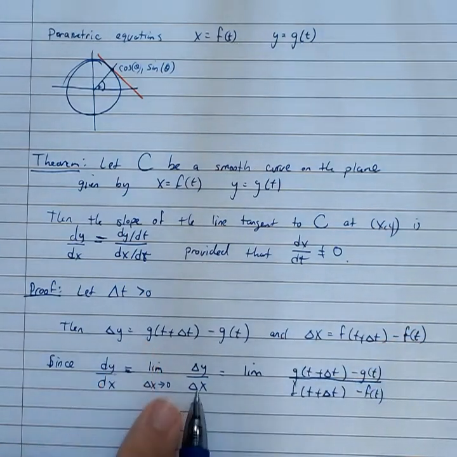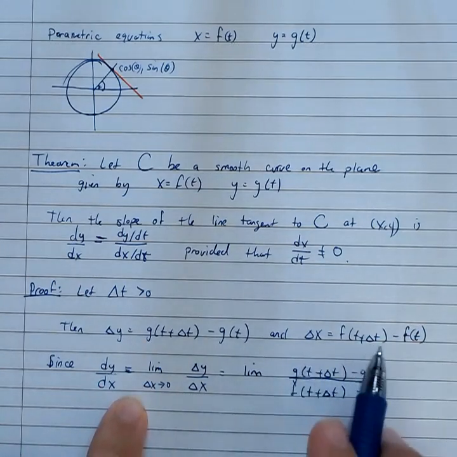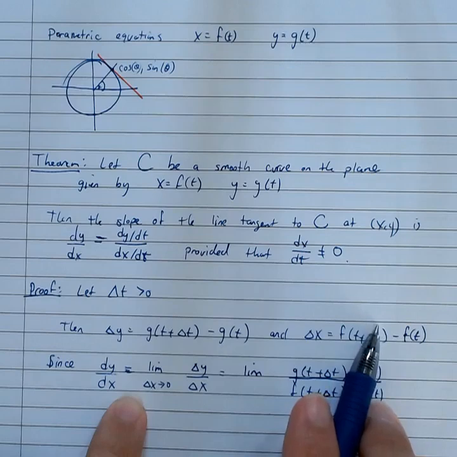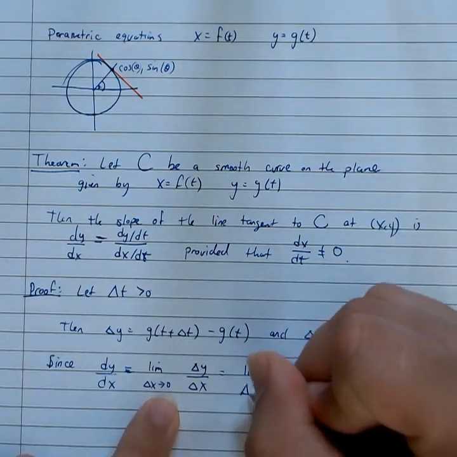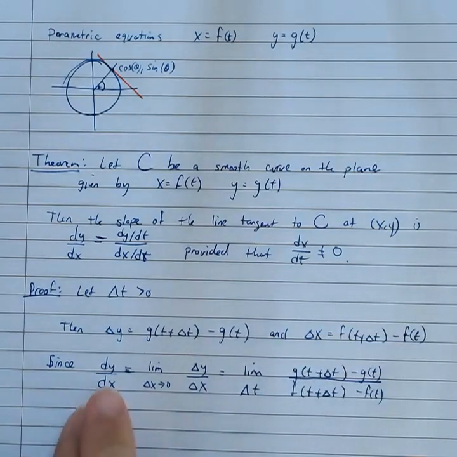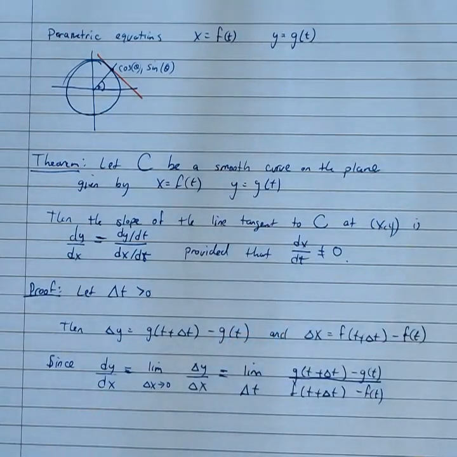And now here, I want my delta x to approach 0. Well, delta x is going to approach 0 when delta t approaches 0, right? If this was 0, f of t minus f of t would be 0. That's what I want. I want delta t to go to 0. So that's going to happen if delta t is allowed to get very, very small. So here, dy dx is equal to this, which is the same as this.